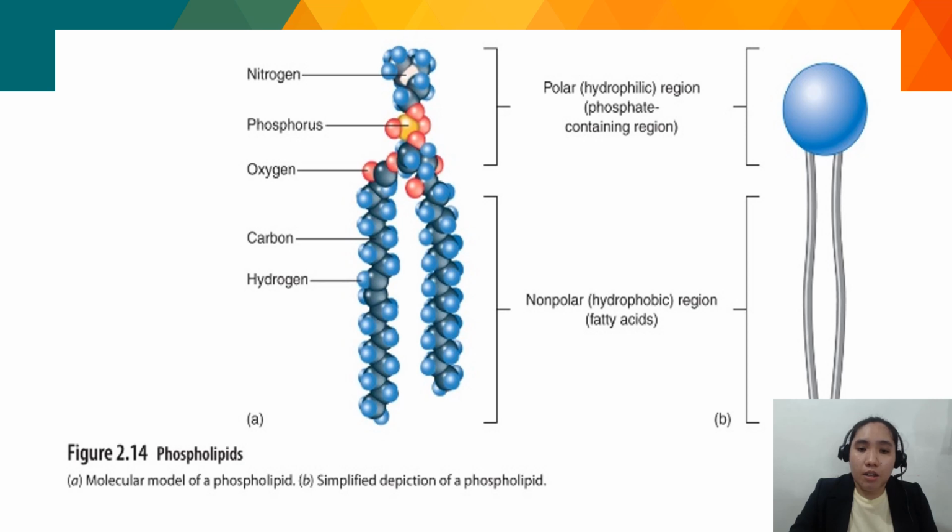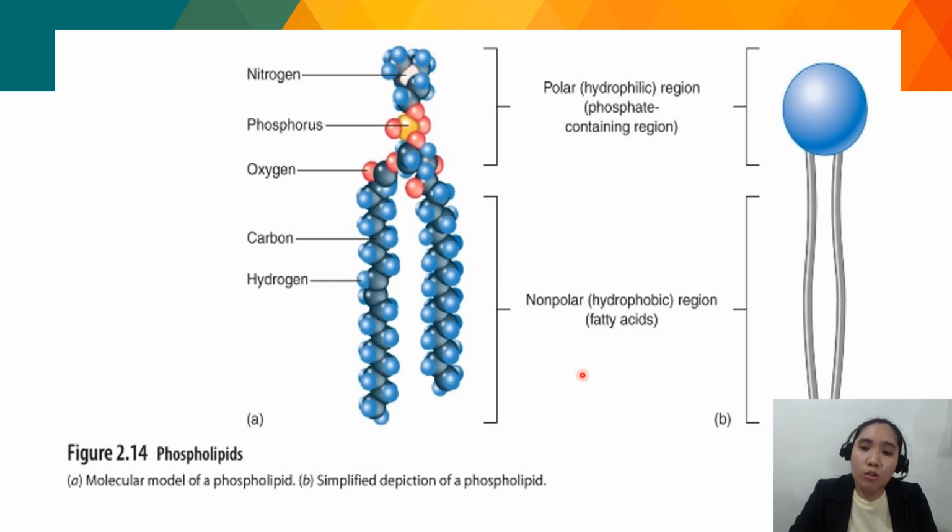So this is a diagram of how a phospholipid looks like. So you have there your nitrogen, you have your phosphorus in between, and then you have also your oxygen, the carbon, and your hydrogen atoms. So you see here that this is the polar region or the head region of the phospholipid. So this is hydrophilic. When you say hydrophilic, they love water. Okay, pwede silang dumikit sa tubig.